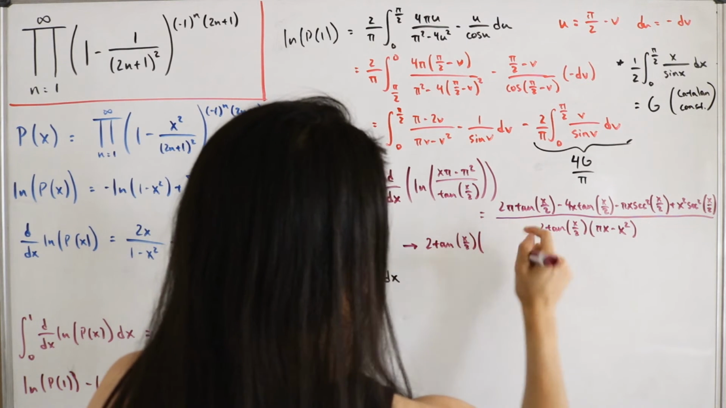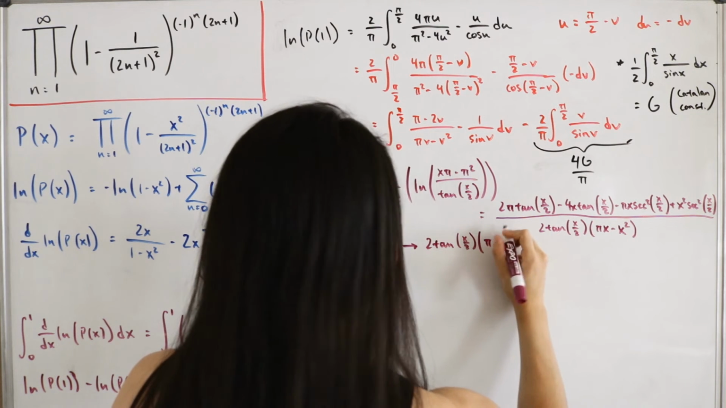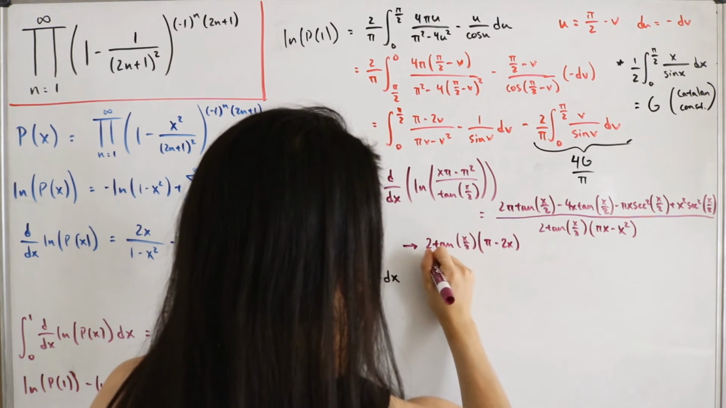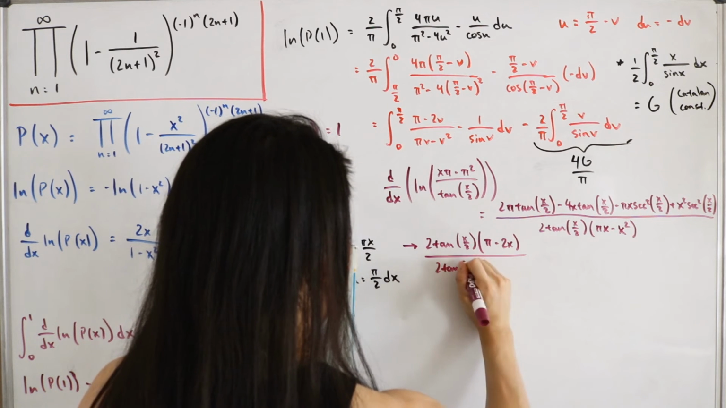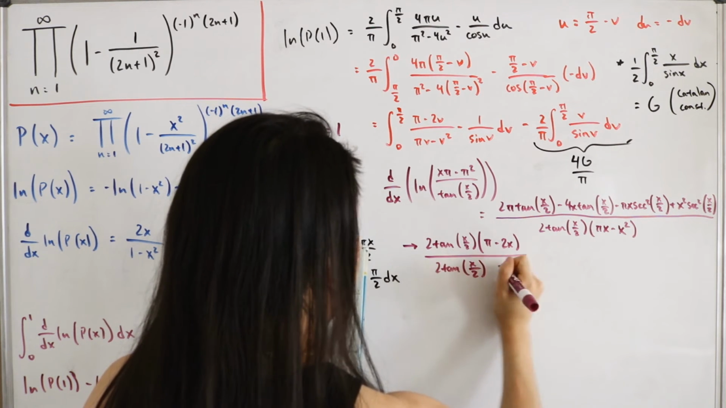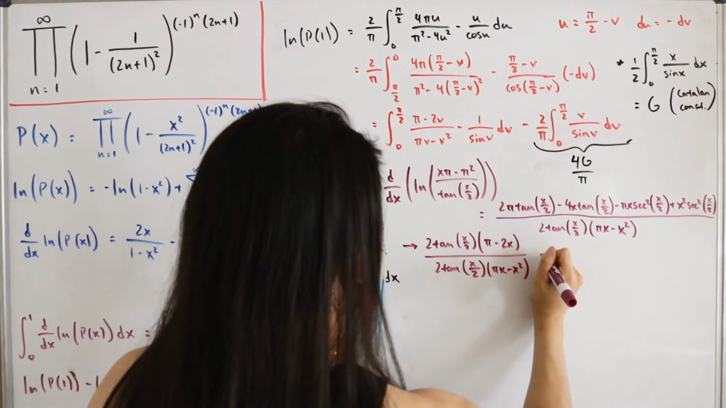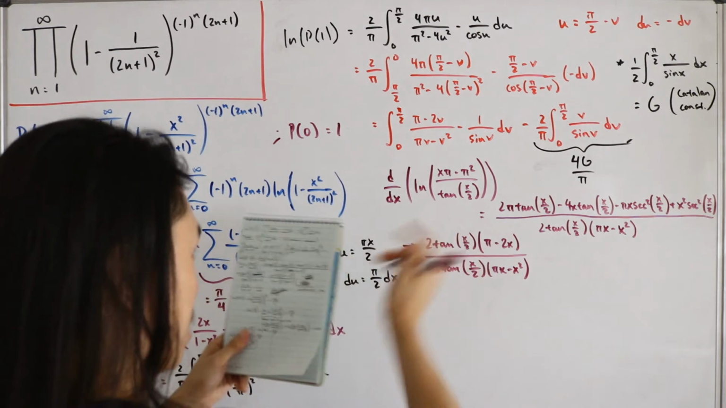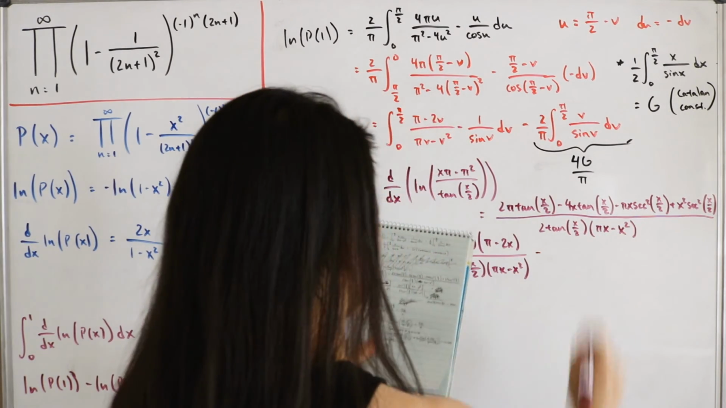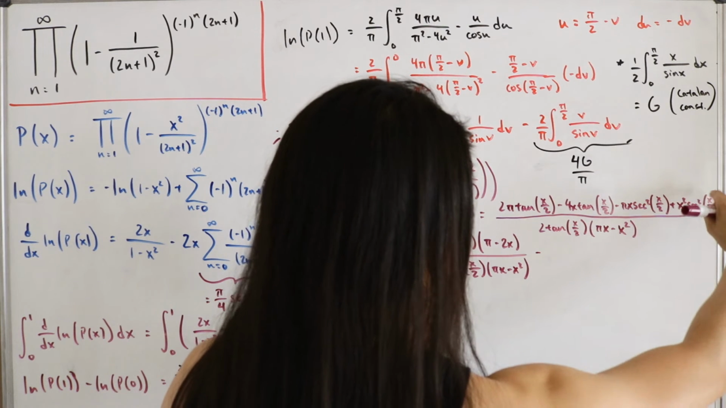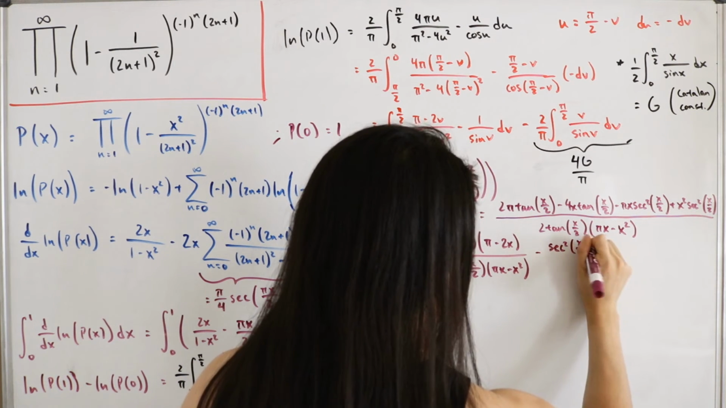From these 2 terms over here, I'm left with just pi minus 2x. And then on the bottom, I have a 2 times tangent of x divided by 2, and then pi x minus x squared. Okay, you see something cancels out. All right, cool. Let's take things one step at a time. And then the next thing is that I have a secant squared of x divided by 2, so let's factor that out. Secant squared of x divided by 2.